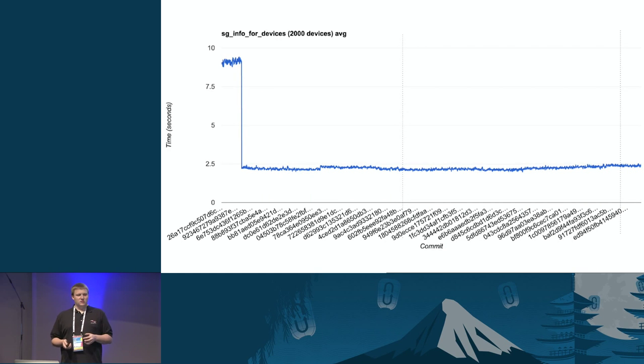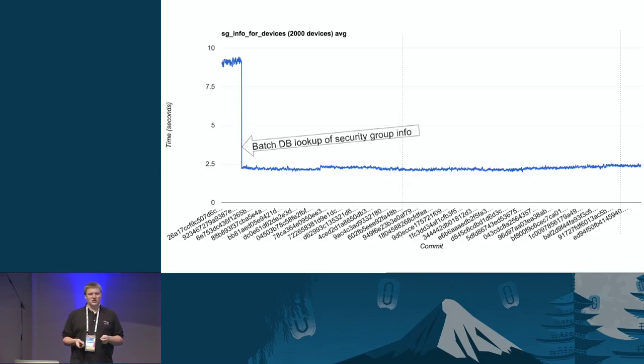This one's pretty easy. We started optimizing this back in Juno quite a bit, so a lot of the optimizations were almost completely done by the time Kilo opened for development. So we just had one patch that went in that improved the performance of this quite a bit, just batch DB lookup of security group info. So it turned a whole bunch of database queries into one big one, and then it's pretty much stayed the same since.